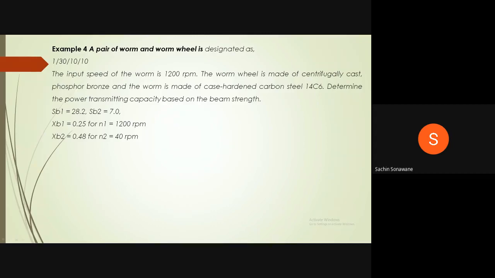The worm wheel is made of centrifugally cast phosphor bronze and the worm is made of case hardened carbon steel 14C6. Determine the power transmitting capacity based on the beam strength. Take SB1 is equal to 28.2, SB2 7.0, XB1 is equal to 0.25 for N1 is equal to 1200 rpm and XB2 is equal to 0.48 for N2 is equal to 40 rpm.